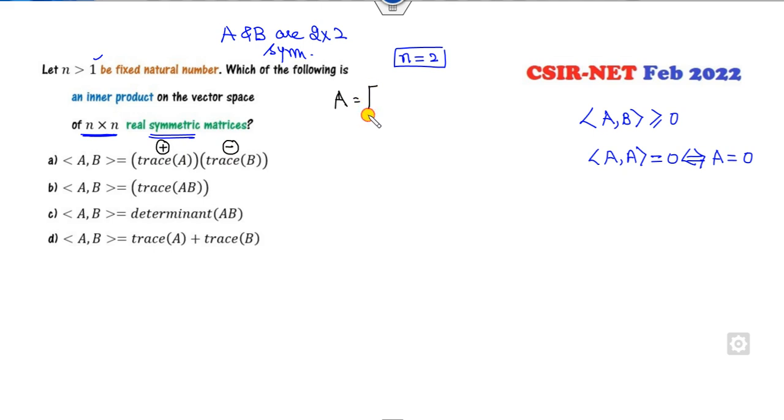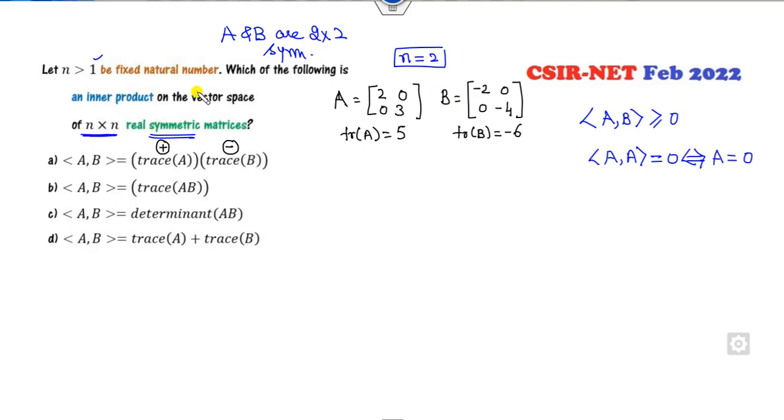Can you think of any matrix A whose trace is positive? Say 2, 3. You can see that the trace of A is 5, which is positive. Can you think of a matrix B whose trace is negative? You can say minus 2, minus 4, 0, 0. So the trace of B is minus 6. So the product is negative.